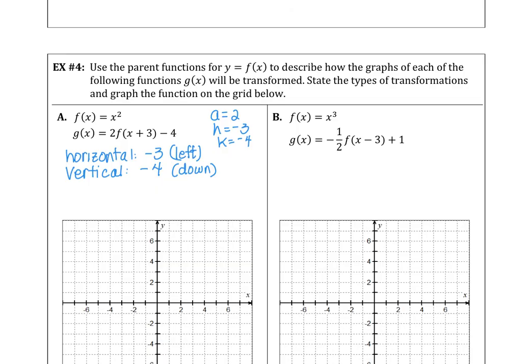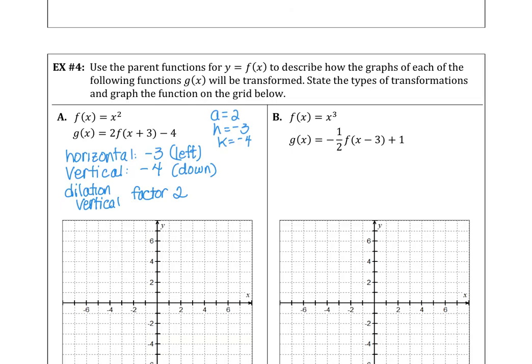And there's going to be a vertical dilation by a factor of 2. So it's a dilation in the vertical direction, and the factor is 2. And what does that do? That stretches our parent function parabola and makes it thinner with that vertical dilation. And next we want to sketch the curve.